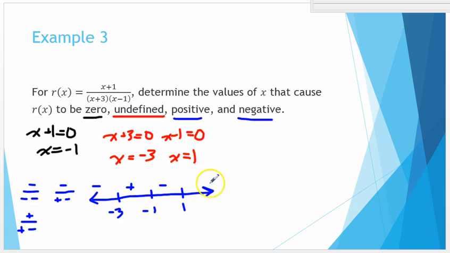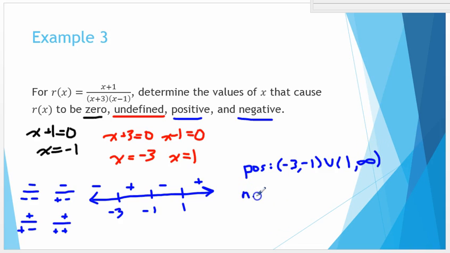Last one, we need to plug in a number from this last section, so I'm going to use +2. If you're plugging in 2, that gives you a plus on top, and in the bottom you get a plus and a plus. So positive times positive is positive, and positive divided by positive is positive. So now if they say where is the graph positive, I need to specify that it's positive for all of the values of x between -3 and -1, and all the values bigger than 1, so from 1 to infinity.